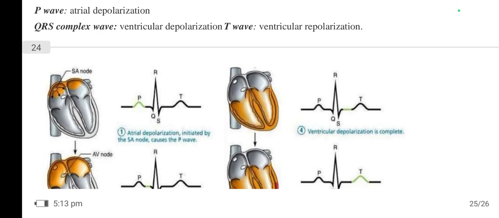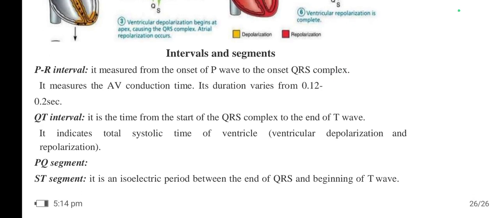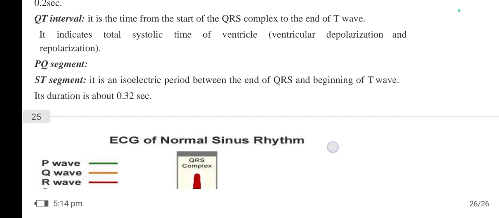P wave indicates atrial depolarization. QRS complex indicates ventricular depolarization. T wave indicates ventricular repolarization. PR interval is measured from the onset of P wave to the onset of QRS complex. It measures the AV conduction time. Its duration varies from 0.12 to 0.2 seconds.